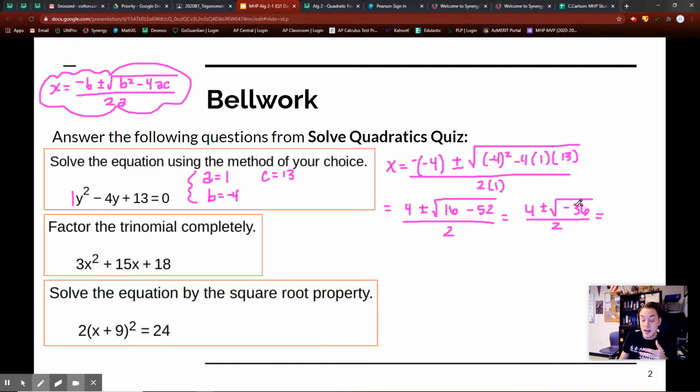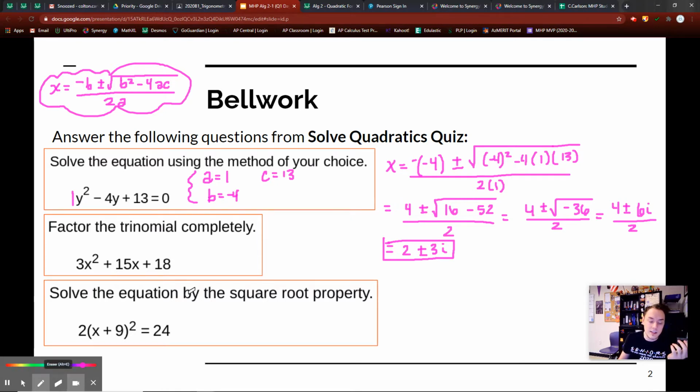I'm going to take out this i, but also notice 36 is a perfect square, so this is 4 plus or minus 6i, all over 2. When I simplify all this out, both terms can be divisible by 2, so this is 2 plus or minus 3i. This is my final answer. Sorry, technically this should be y equals, because all of the equations were y. But it doesn't matter. It's basically just the quadratic graph.